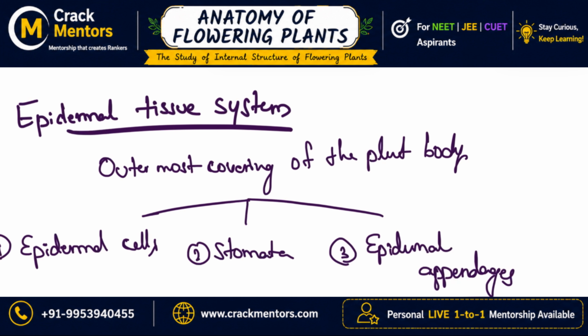Under epidermal appendages we have some extra parts like root hairs, which are seen only in the roots, and trichomes, which are nothing but the shoot hairs. These are the extra accessory parts, the epidermal appendages. We'll study all 3: the epidermal cells, stomata and epidermal appendages.